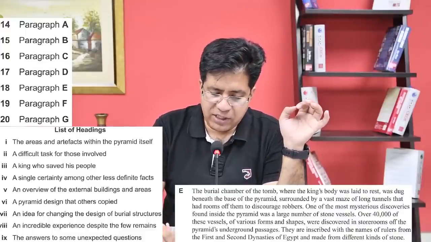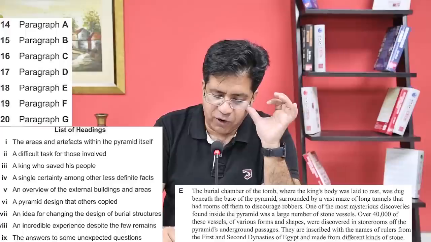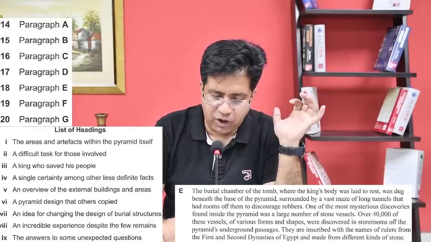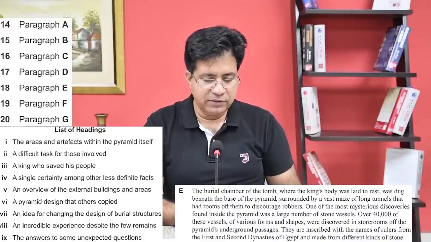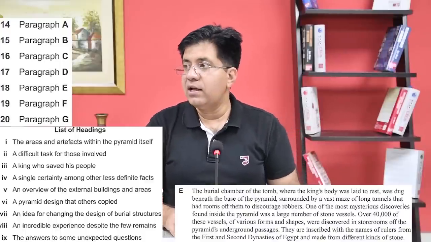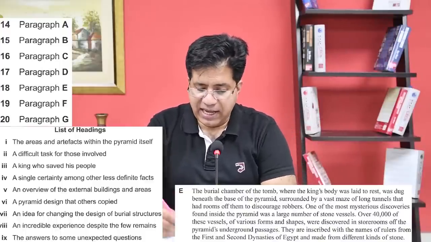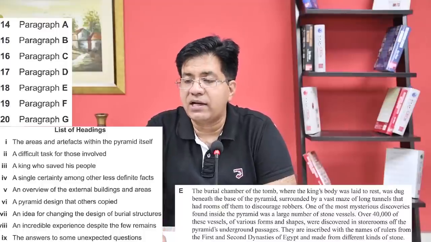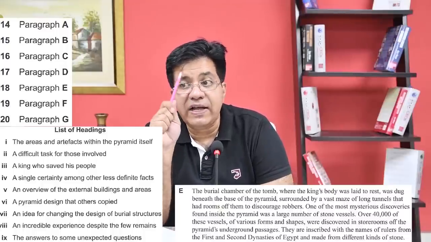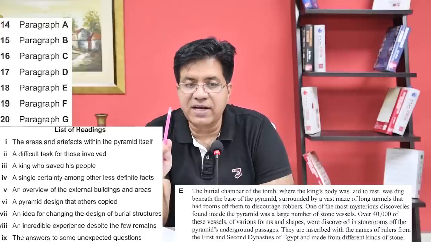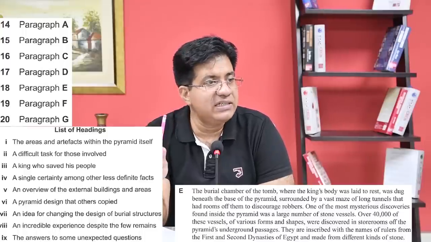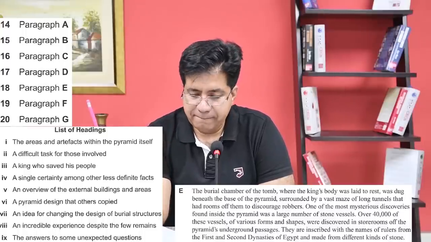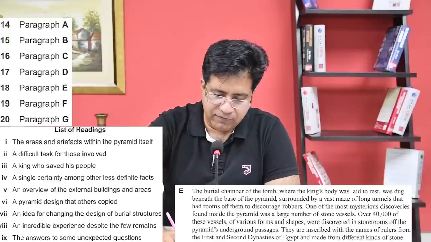Over 40,000 of these vessels of various forms and shapes were discovered in the storerooms of the pyramid. Now let's go back. See which heading? First. What is that? Areas and artifact. For areas, they use the word tunnels. And for artifacts, they use the word vessels, stone vessels. Okay? Heading number one will go here.